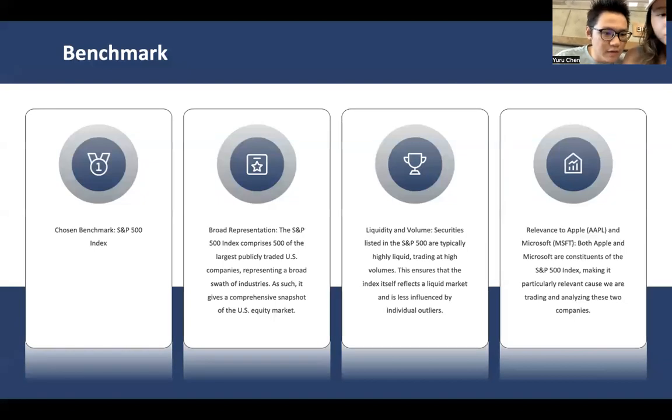We chose the S&P 500 index as our benchmark. First, it comprises 500 of the largest publicly traded U.S. companies. It represents a broad slice of investors, and they are highly liquid, trading on high volumes. This ensures that the index reflects a liquid market and is less influenced by individual activity. And the two companies we chose, Apple and Microsoft, are both included in the S&P 500 index, which is very important.